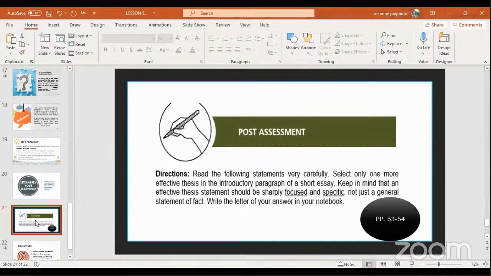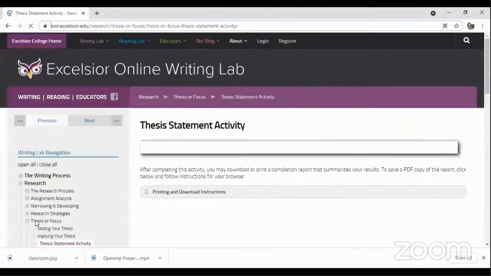For the meantime, let me share this to you. So here's the website, and we will do this short activity. It's very easy, class. There are multiple sentences here, and what you simply have to do is identify the strongest one. Pick the best thesis statement among the rest, the one you think is the strongest.